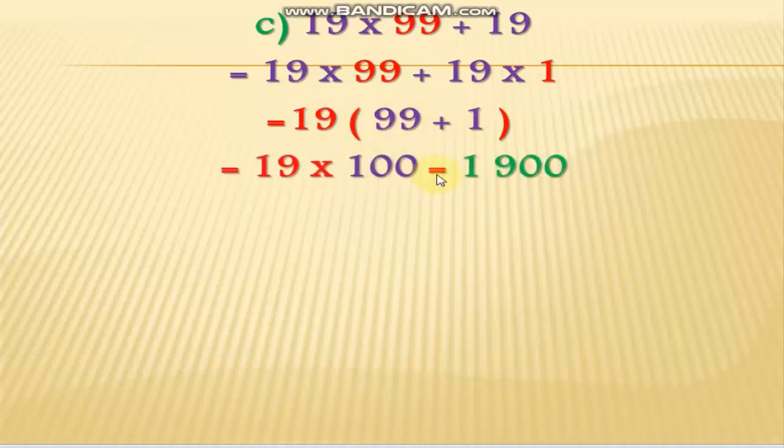Letter C. 19 times 99 plus 19. We know here that 19 equals 19 times 1. 19 times 99, and we replace here 19 by 19 times 1. We will take here the common factor. The common factor here is number 19. We will drop it and put 99 plus 1 between brackets. 99 plus 1 equals 100. 19 times 100 equals 1900.